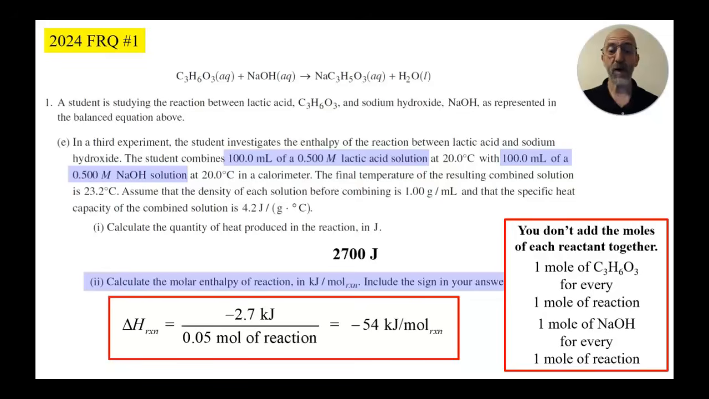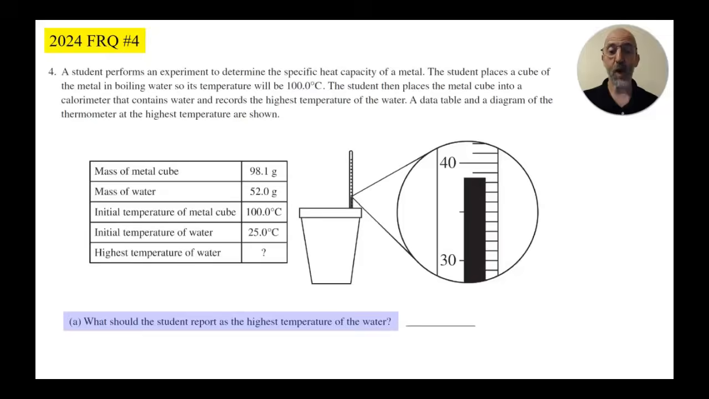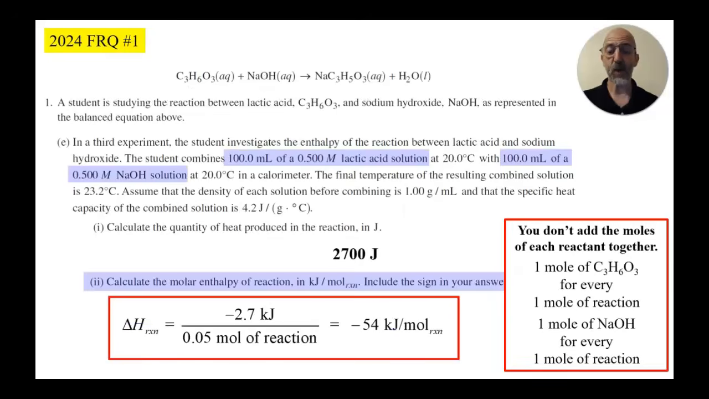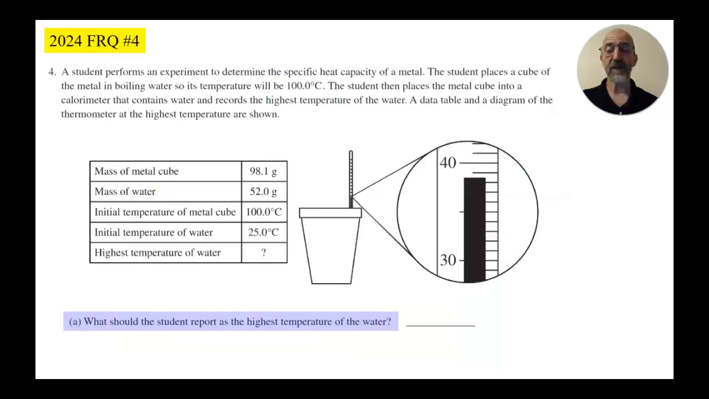And again, it was a 1-to-1 ratio and I had equal molar quantities, so the correct answer to that question for the delta H is negative 54 kilojoules per mole of reaction. All right, here's our next thermochemistry question. This one is also from the 2024 AP Chemistry exam.